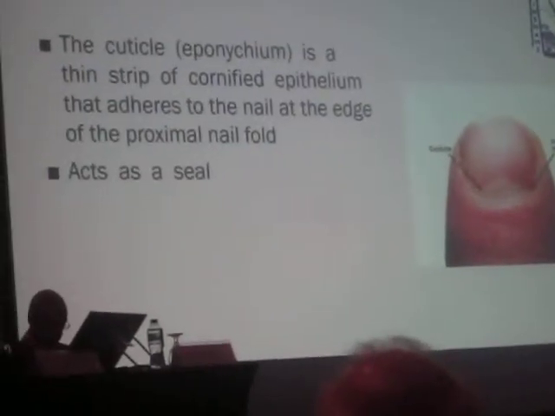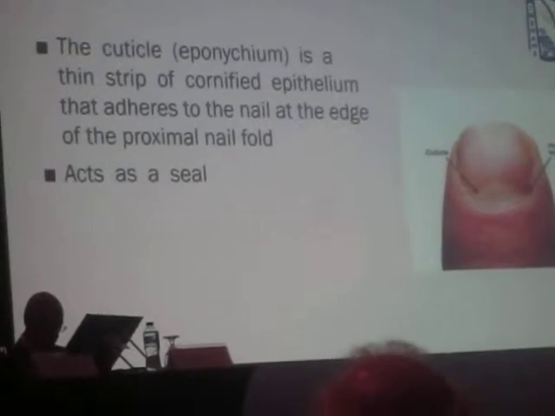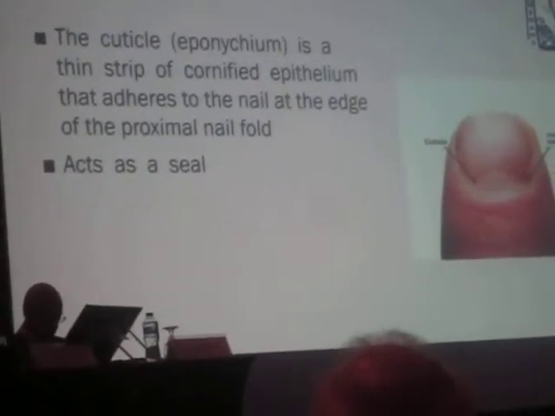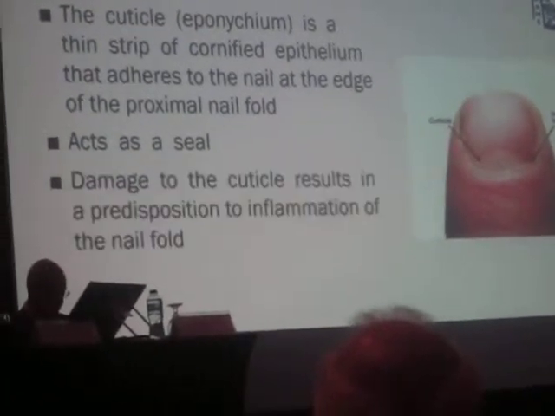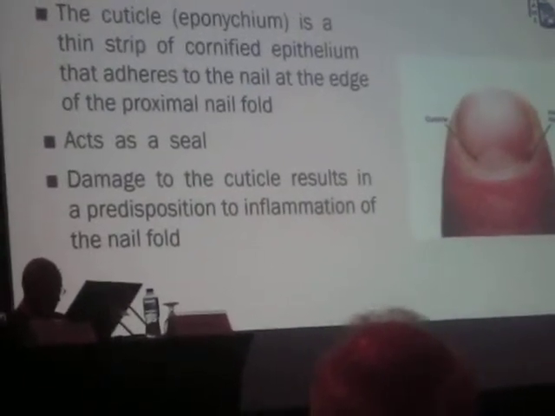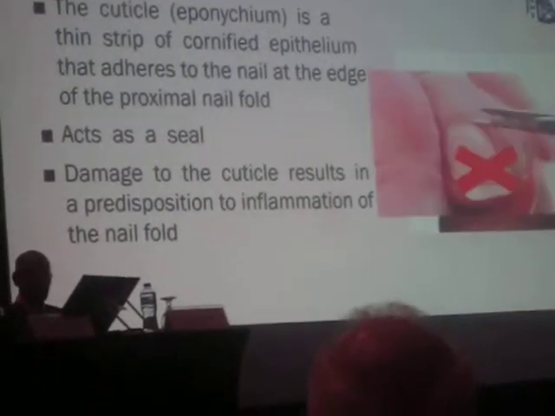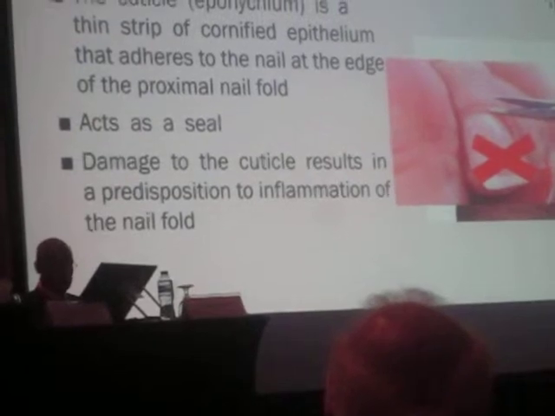The cuticle is the strip of cornified epithelium that adheres to the nail at the edge of the proximal nail fold. It acts as a seal. So damage to the cuticle results in a predisposition to inflammation of the nail fold, so it shouldn't be removed.